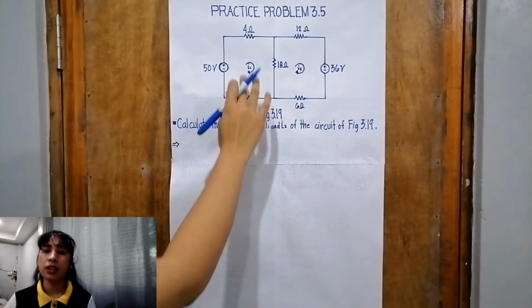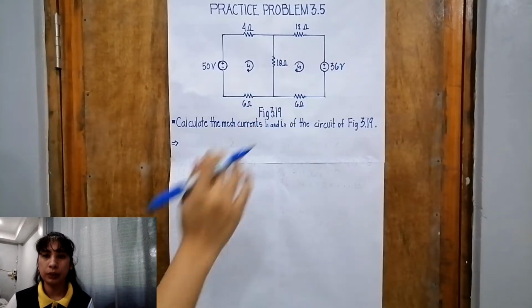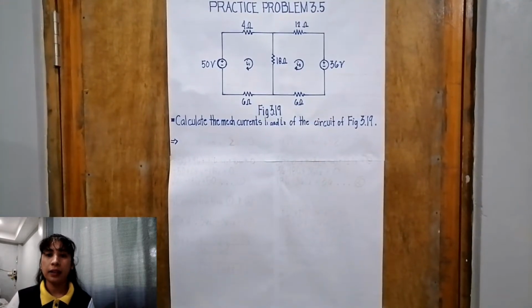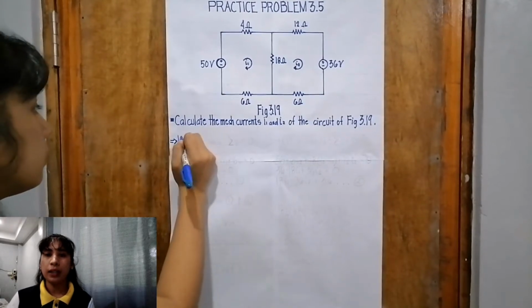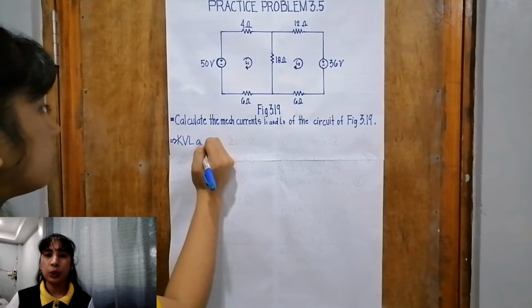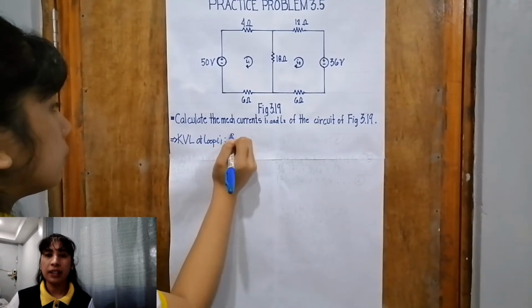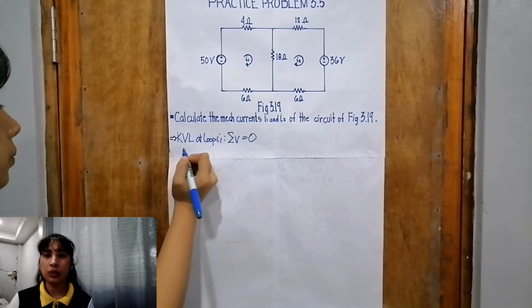So this is the mesh current. This is the loop number 1 and loop number 2. And let's start using KVL at loop 1. So KVL at first loop or I1. So KVL said that the sum of voltage in a loop is equal to 0.